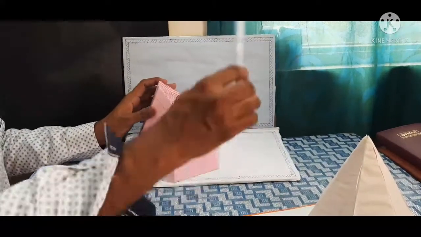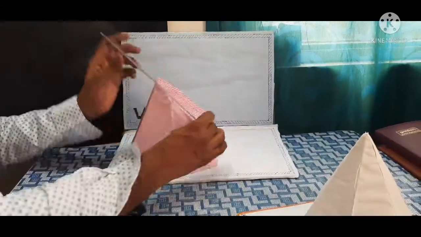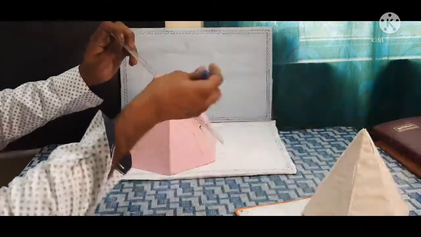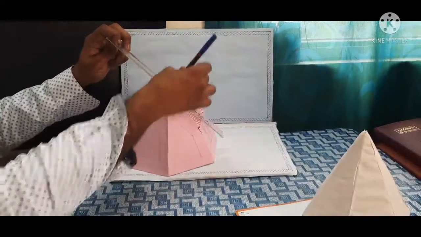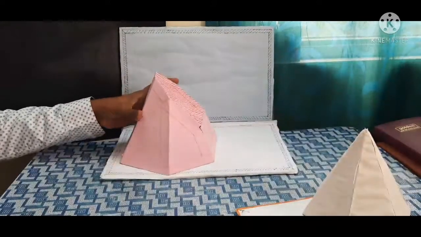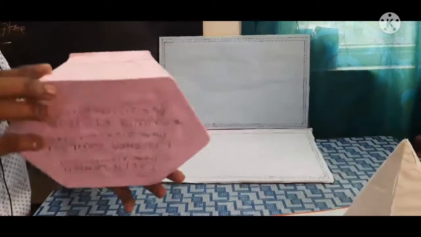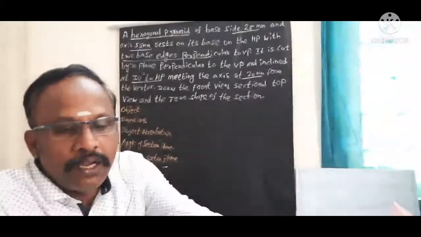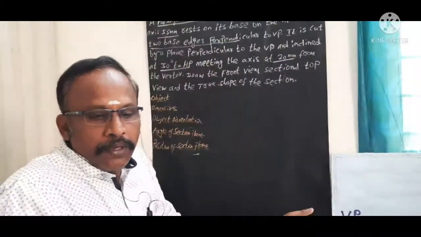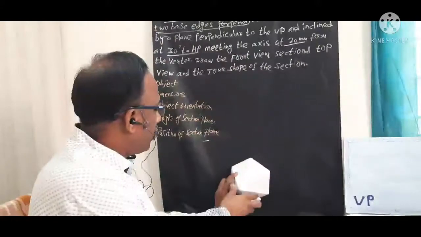Then the true shape of the section is projected perpendicular to this cutting plane. This is the cutting plane. Perpendicular to this, we draw the projections. That section we call the true shape of the section. So for this solid, I am going to draw the 3 views for the sectional view of this pyramid. Now we can do the demonstration. After that, I am going to solve this particular problem for your understanding.